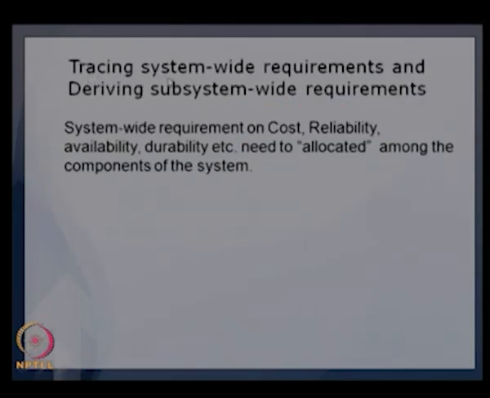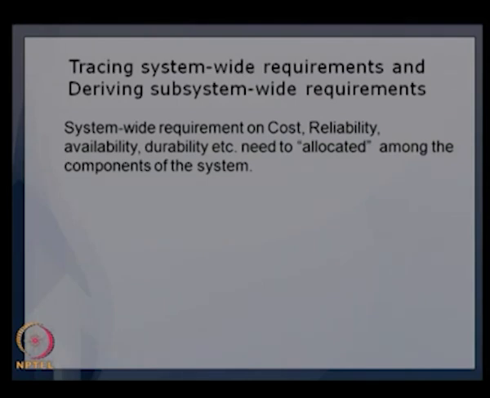The other one is tracing the system wide requirements and deriving subsystem wide requirements. The first one we discussed was the input output requirements. The next is the system wide requirements. As I told you, the system wide requirements can be cost, reliability of the system, availability or durability, which is identified at the stage of overall system design. Then we need to trace these requirements as well as allocate these requirements to components.